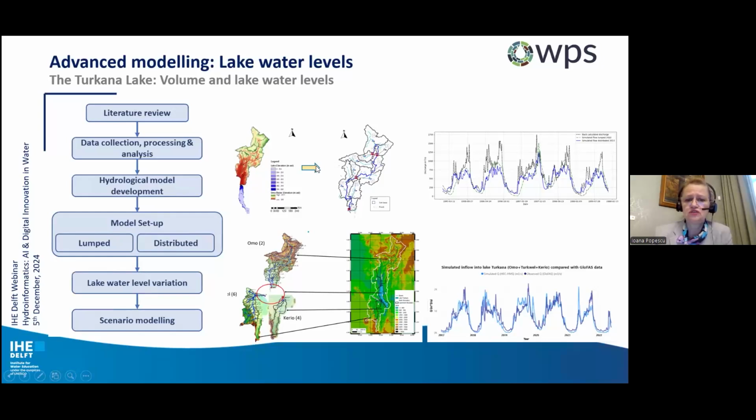What you can see on the top part is considering the Omo basin, the most upstream to the lake, which has a 90% inflow to the lake. And in the lower part, we have added two more catchments around the lake, the Welle and Kario, and we were looking at the inflow into the lake.